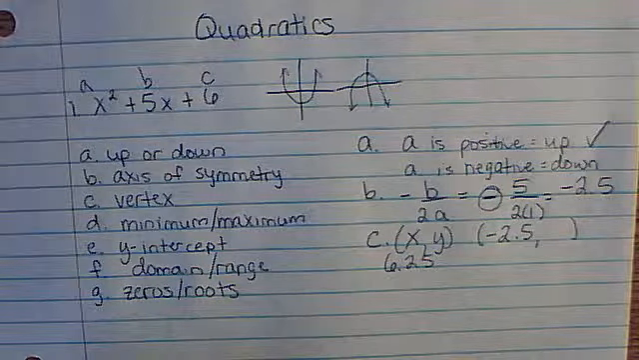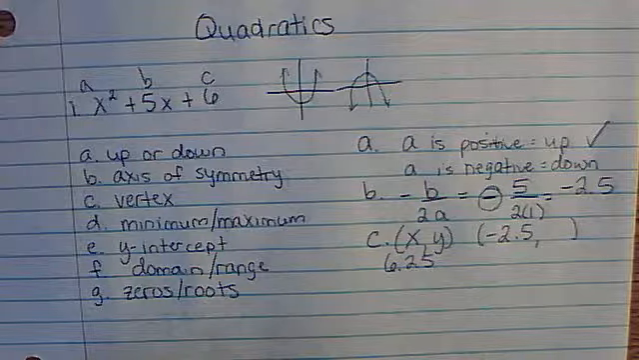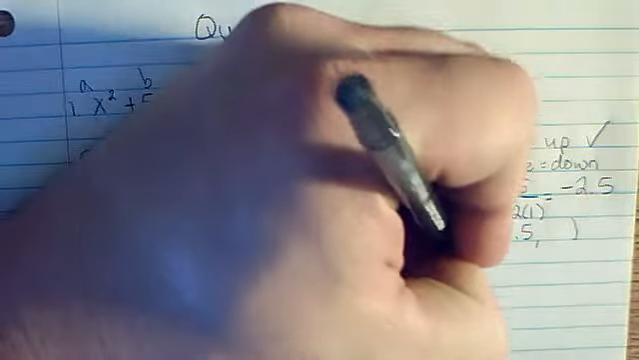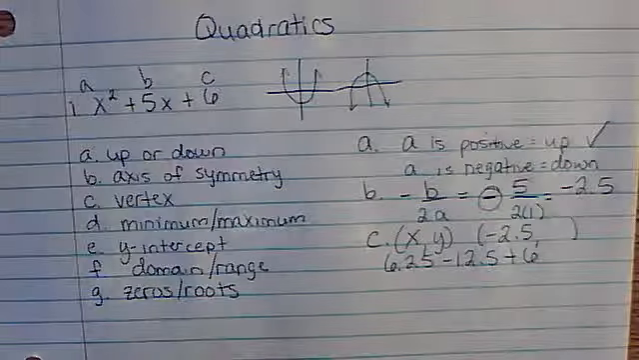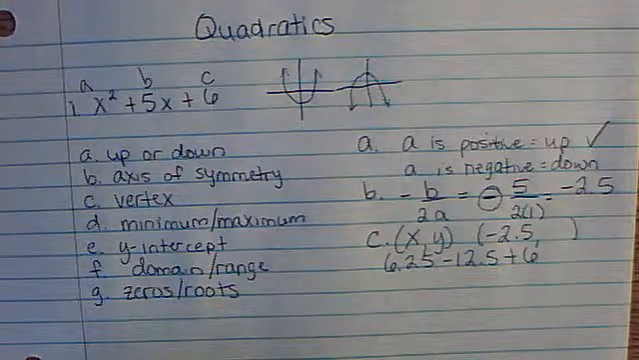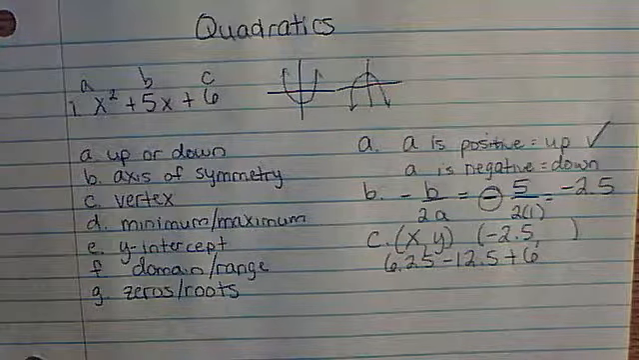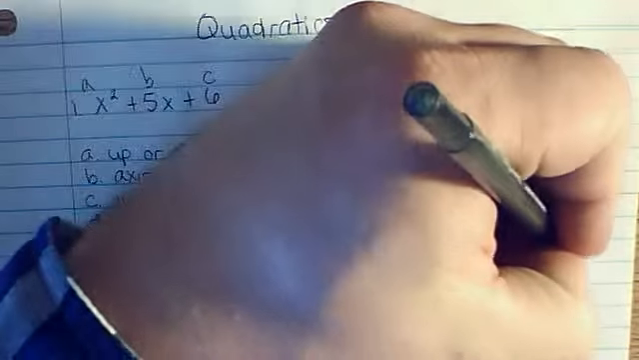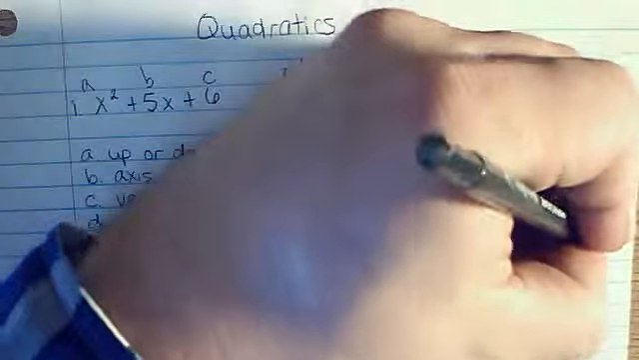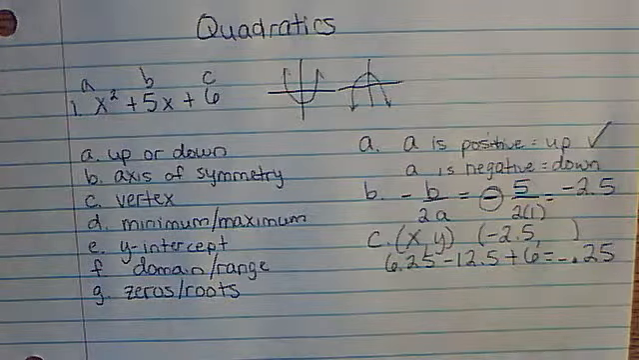5 times negative 2.5 would give me a negative 12.5. And then at the end I would have plus 6. So if I do 6.25 minus 12.5 plus 6 in my calculator, I end up with a negative 0.25. And what this ends up being is the y value of my vertex. So this ends up being negative 0.25.